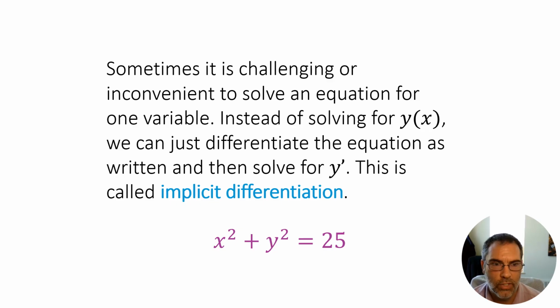Sometimes it's challenging or inconvenient to solve an equation for just one variable. And when that's the case, rather than solving for the y of x, you can differentiate the whole equation. This is like thinking about the derivative as an operation that you do on the whole equation, and then you can use algebra to solve for what the derivative is that you're looking for. This process is called implicit differentiation.